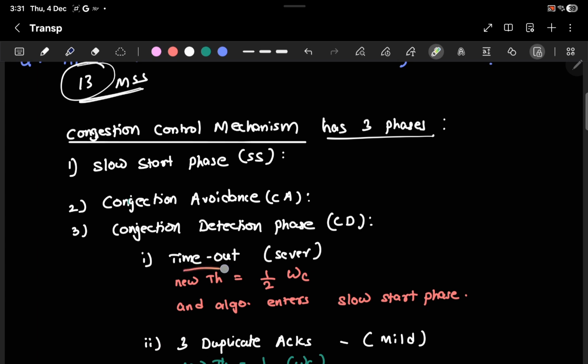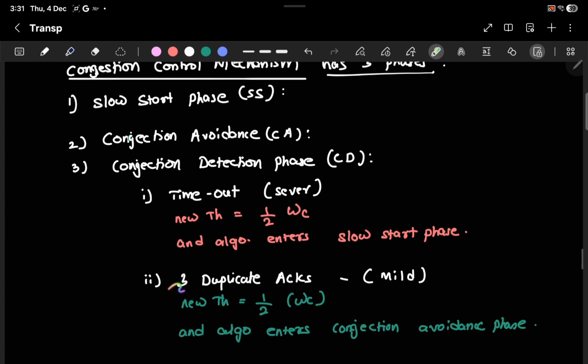Whenever a timeout occurs, we can consider that congestion is very severe. We have to take some immediate action. Second, when 3 duplicate acknowledgements happen, then we can consider that congestion is mild. It's not that severe. So these are the 2 ways we can identify whether congestion occurs or not.